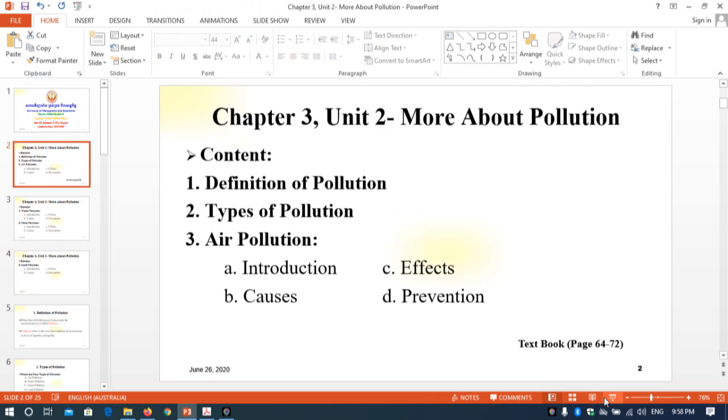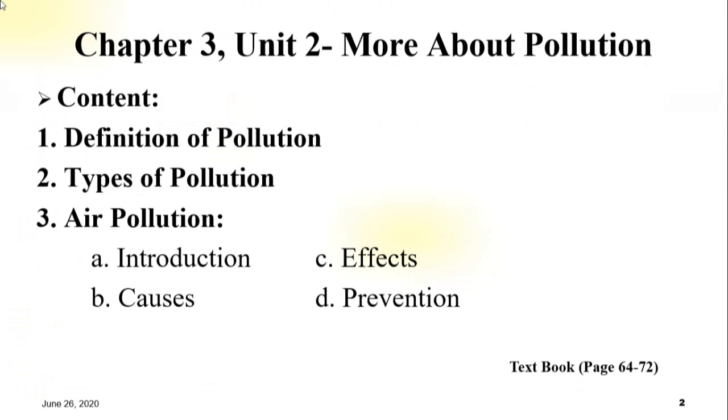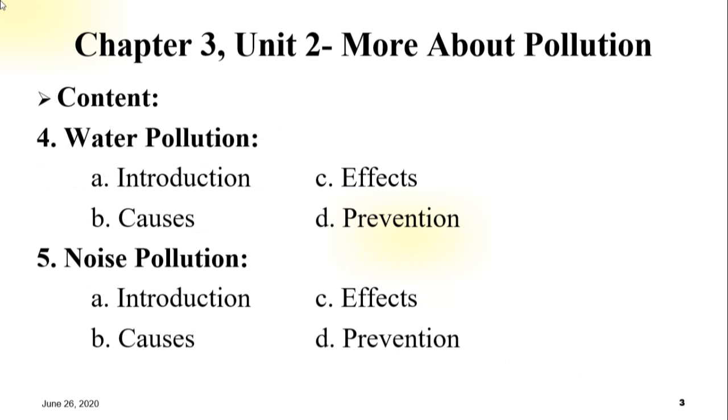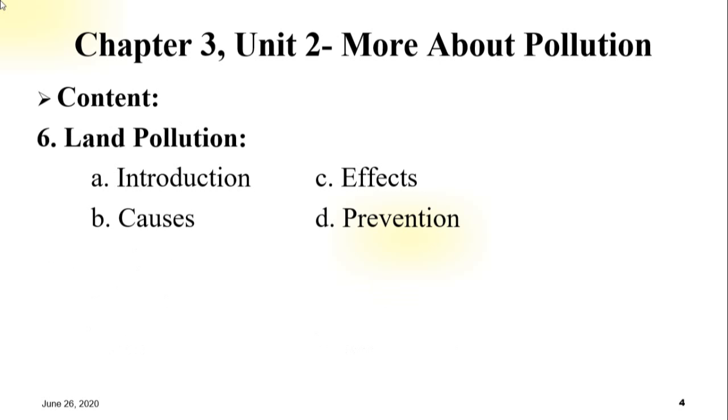Unit 2 has 6 points. Definition of pollution, types of pollution, and number 3, air pollution. In each pollution we have 4 points: introduction, causes, effects, and prevention. Number 4, water pollution, also has 4 points. Number 5, noise pollution, also has 4 points. And the last one, land pollution, also has 4 points in each type of pollution. The first, introduction; second, causes; third, effects; and the last, prevention.